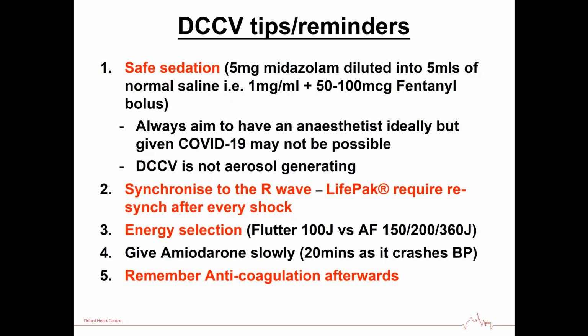In AF, we generally start at 150 and then escalate to 200 as we did in this video, and beyond that up to 360. If you're going to higher energies, you often want to move the pads to avoid giving skin burns. And as you'll see on the Resus tachycardia algorithm, at this point you give the amiodarone. You do not give it as a bolus because it really crashes blood pressure. So you need to give it over 20 minutes, I would say, at the fastest, in 250 mils of 5% dextrose.